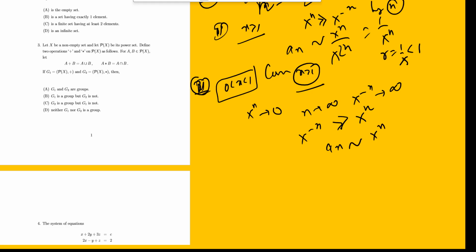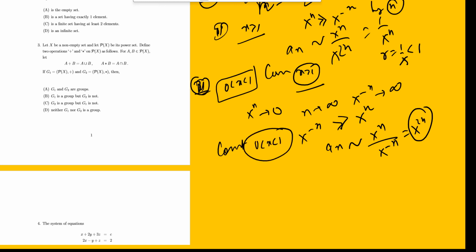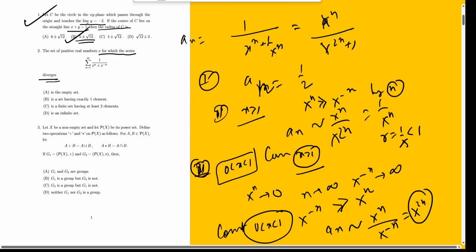So this is x to the power n over x to the power minus n, so this will be x to the power 2n. So a_n decreases exponentially and the series converges. The series is convergent for 0 less than x less than 1, and a_n decreases in this way. Okay, so the interpretation of this set: how many elements? There is exactly only one element in this, so option number B is the correct answer.